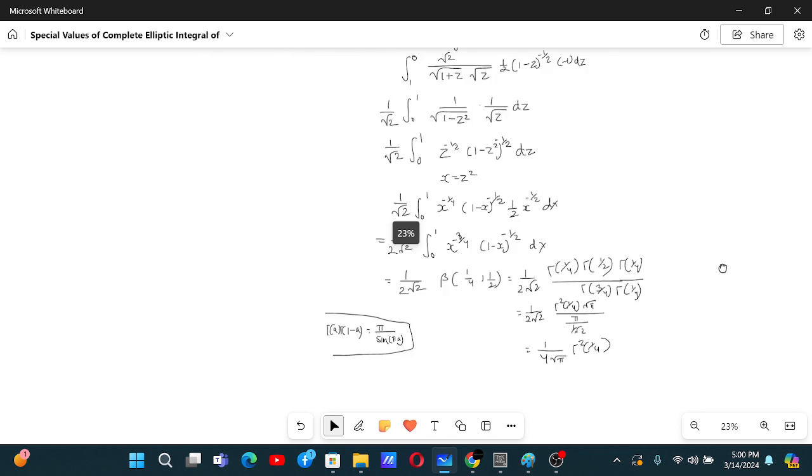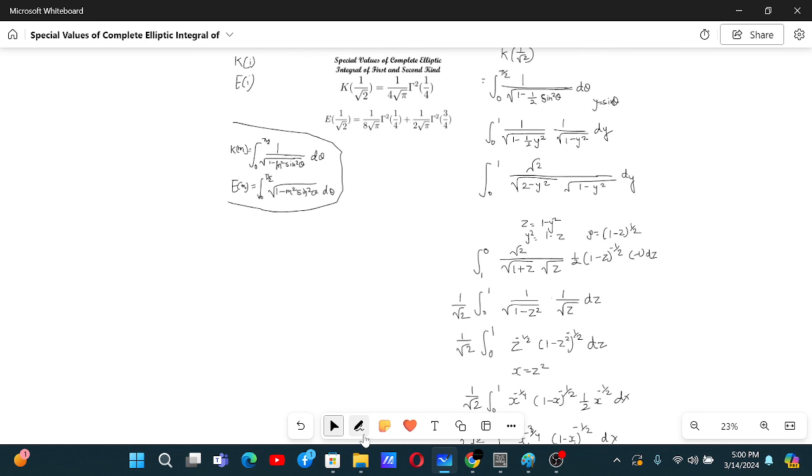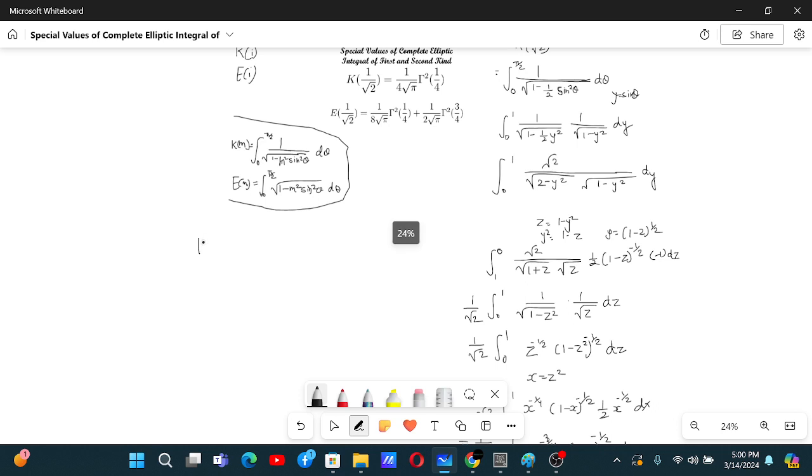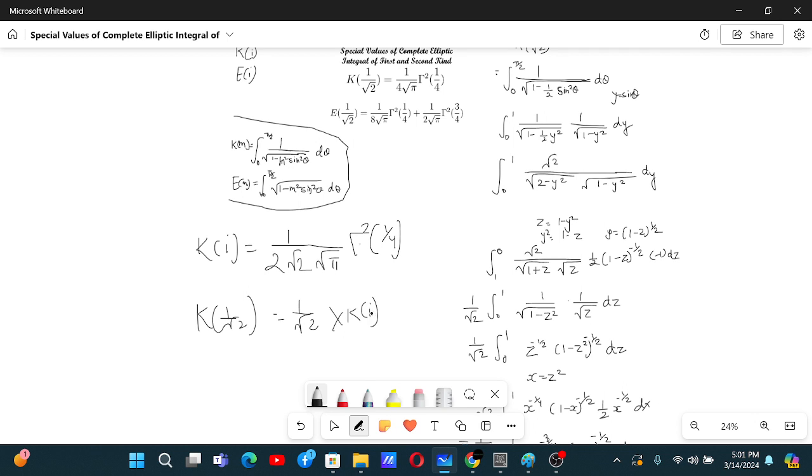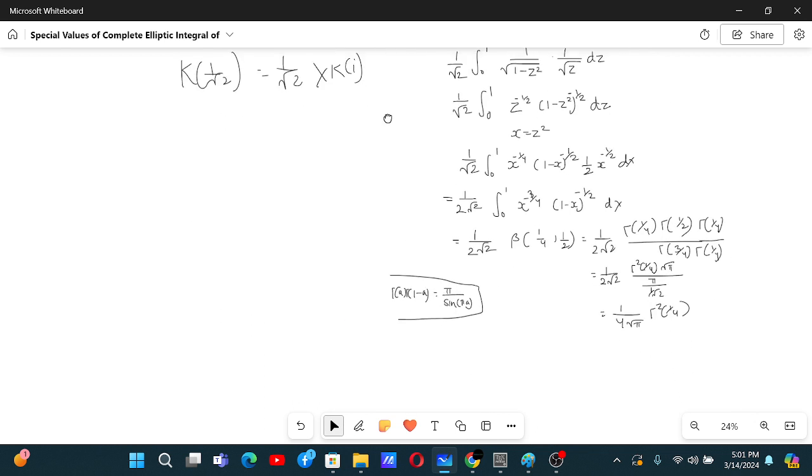And here you should also notice something: in my previous video, when I was finding K of I, the value was 1 by 2 root 2 pi root pi times gamma squared of 1 by 4. And in this case, K of 1 by root 2 is just 1 by root 2 times K of I. Do you suspect any other relations that make this true?